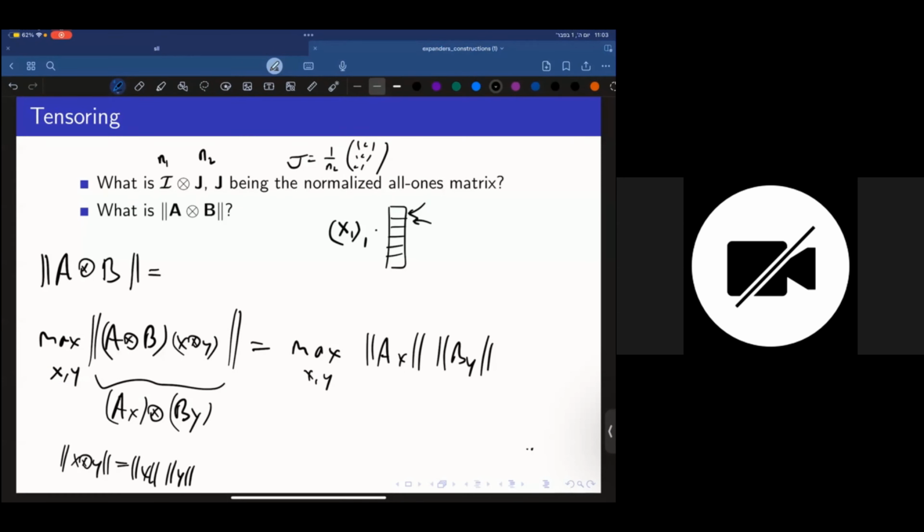You see, x and y are independent in this maximum, so I can take this maximum here and take the product. But you can also do what was said, take the eigenvectors of A transpose A.